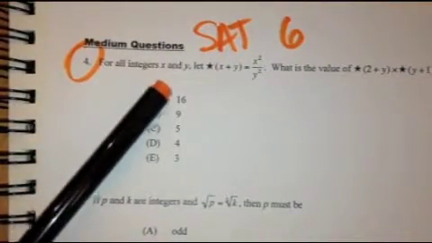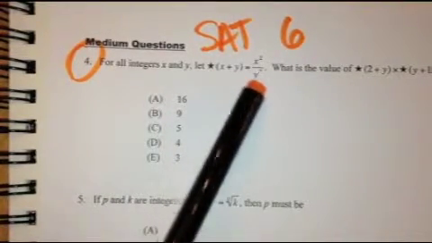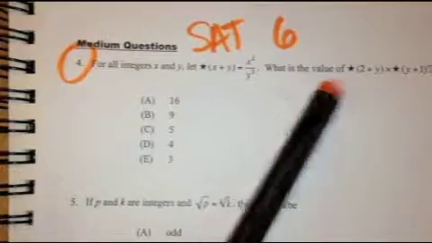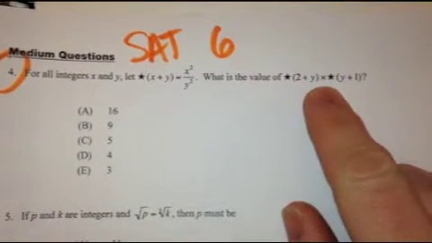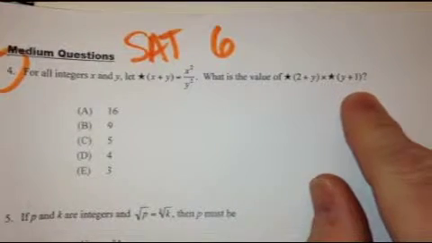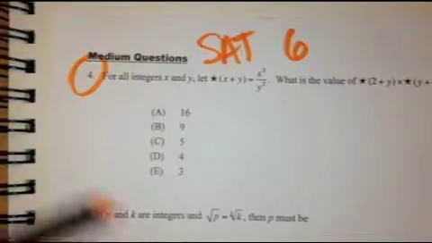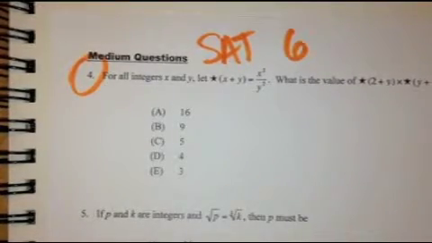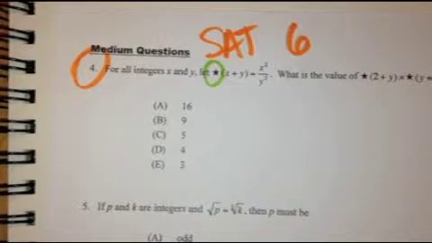For all integers x and y, let star parentheses x plus y equal x squared over y squared. What is the value of star x plus y times star y plus 1? If you're like me, you got right away to that star and said, huh? I've never seen that before.